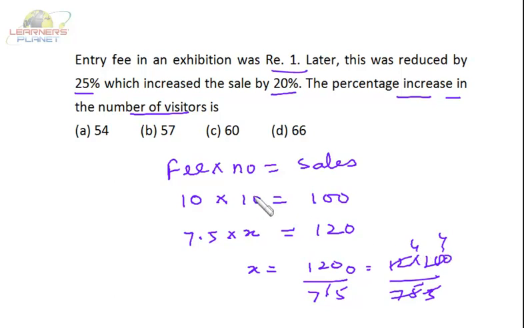16. Okay, so initially the number of visitors was 10, now it is 16. So there is a 60% increase in the number of visitors. I hope you are clear.